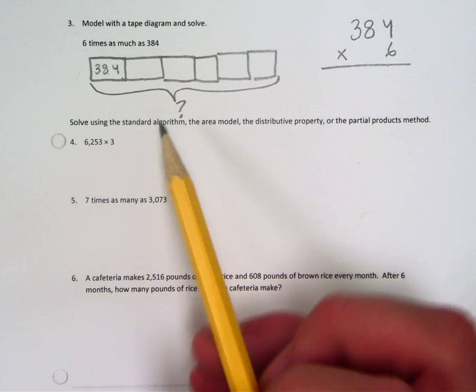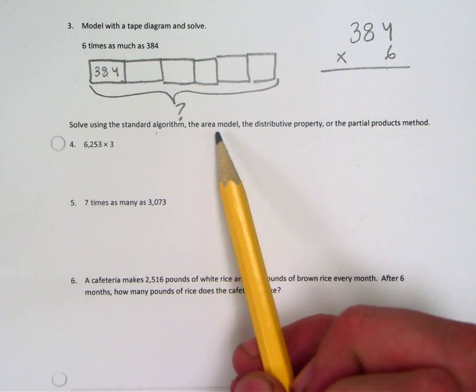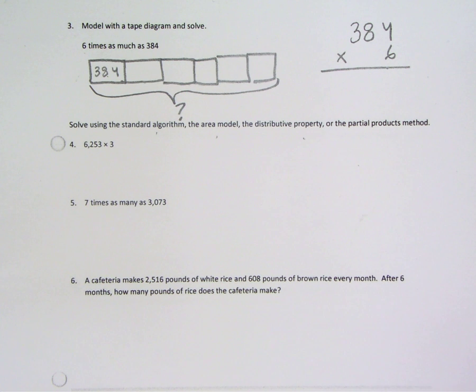For the bottom here, it's the same process. They can choose the standard algorithm, the area model, the distributive property, or the partial products method.